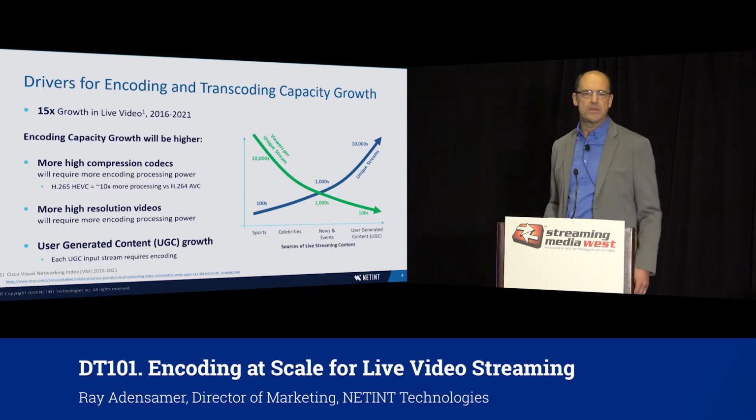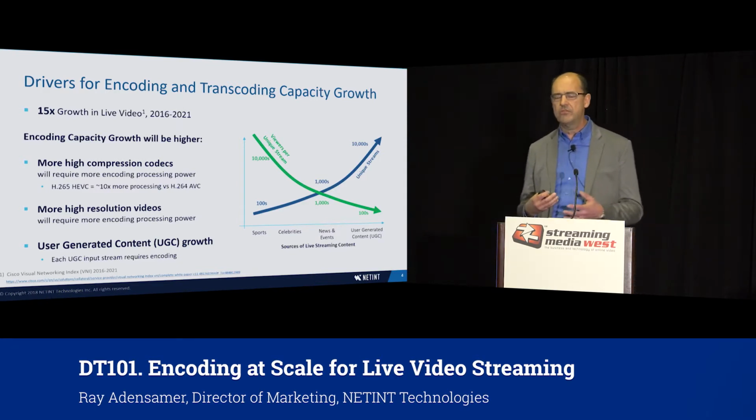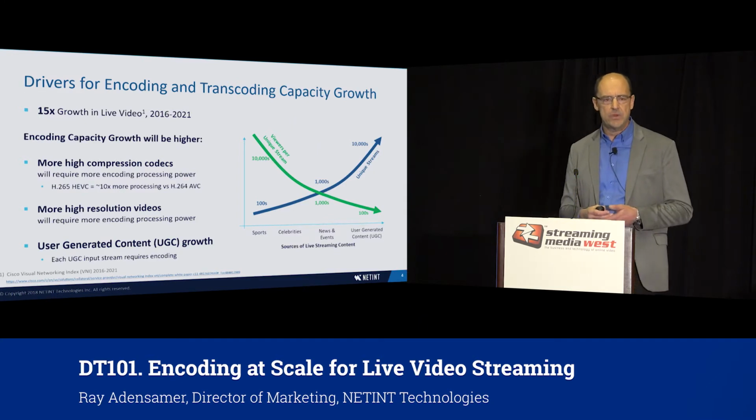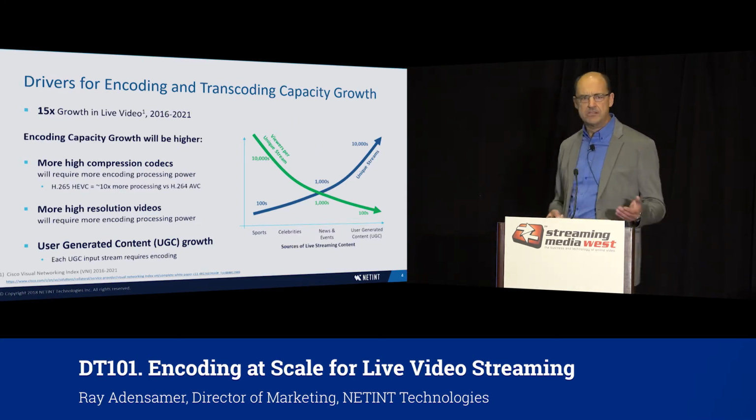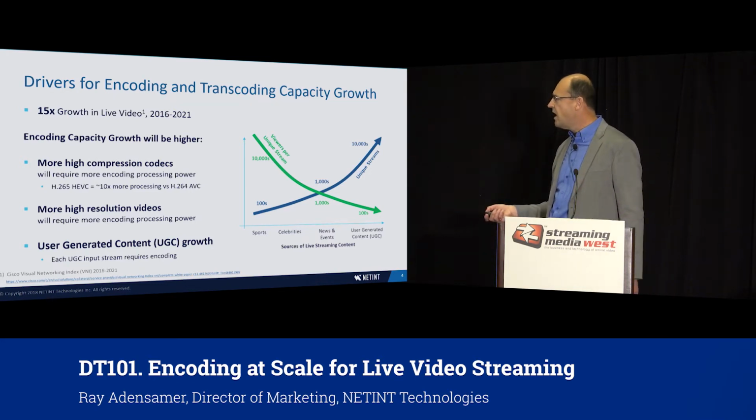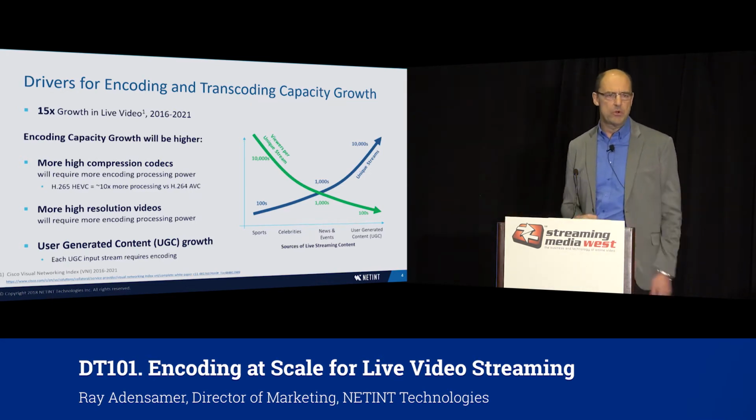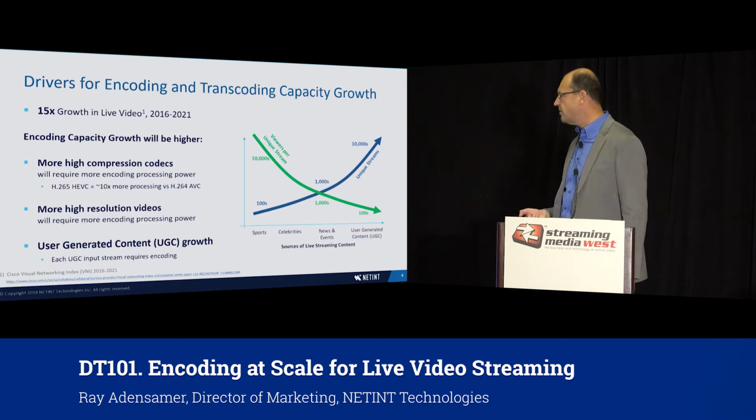The second reason is high resolution videos. Most of the videos today are viewed in 1080p, sometimes in 720. There's a lot of early adoption of 4K. It's going to grow to 8K. It's going to grow to virtual reality. So higher resolution videos will also need more encoding processing power in your network.